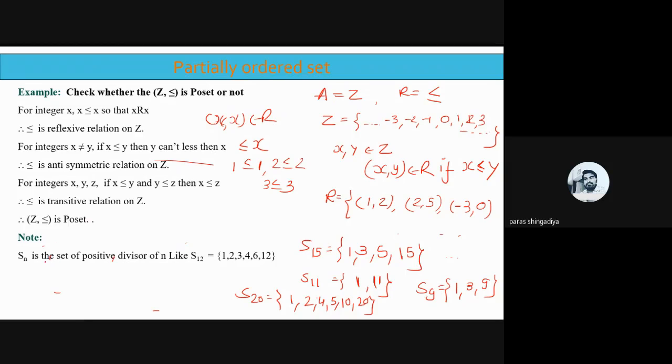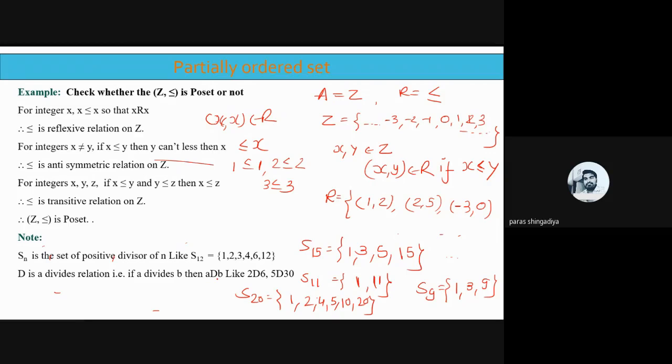And why do we consider Sn here? Because it is required in the next example, with the divide condition. D is the divide relation. Earlier we considered a less than or equal to relation; now we'll use D as another type of relation. D is the divide relation. It means A divides B, and it is denoted as A D B.